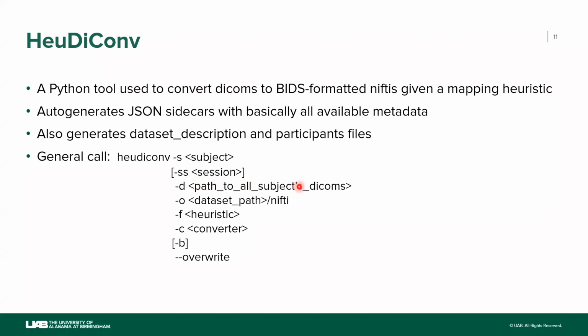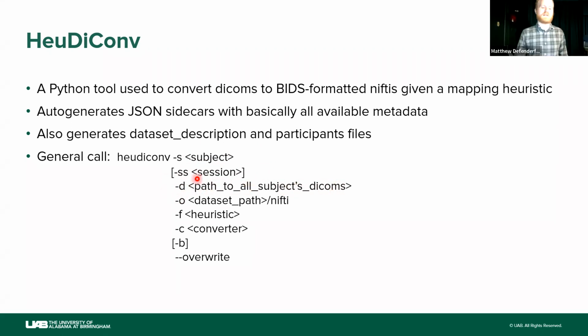You have to give it the path to all the subject's DICOMs using the -D input here. The -O input refers to the output folder for where the BIDS formatted structures are going to go. -F corresponds to the heuristic file that you're going to use for mapping the DICOM files to what type of scan they are. So mapping them to functional scans and the type of name that you want, mapping them to anatomical scans, the type of name that you want for them, so on and so forth.